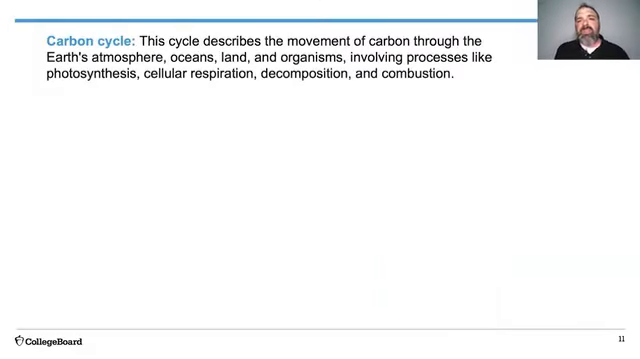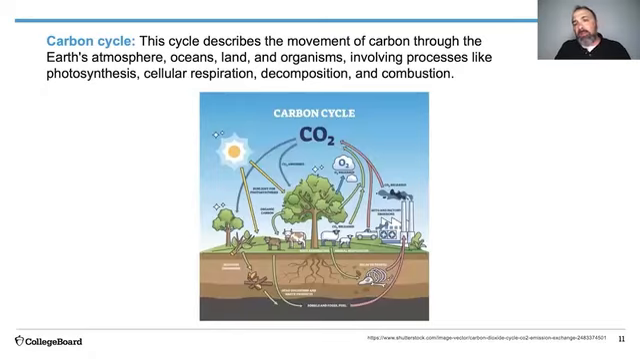Carbon cycle. This cycle describes the movement of carbon through the Earth's atmosphere, oceans, land, and organisms, involving processes like photosynthesis, cellular respiration, decomposition, and combustion. You've already talked about photosynthesis and cell respiration back in Unit 3, so some of this should sound like a review. So there's our carbon cycle, carbon dioxide, and I'm going to point out some things. CO2 is absorbed by these plants. Those animals are releasing CO2. There's your cell respiration, and so there's that part of the cycle.